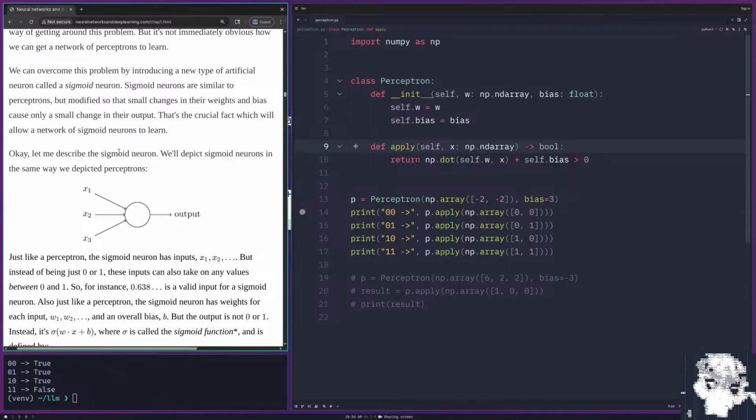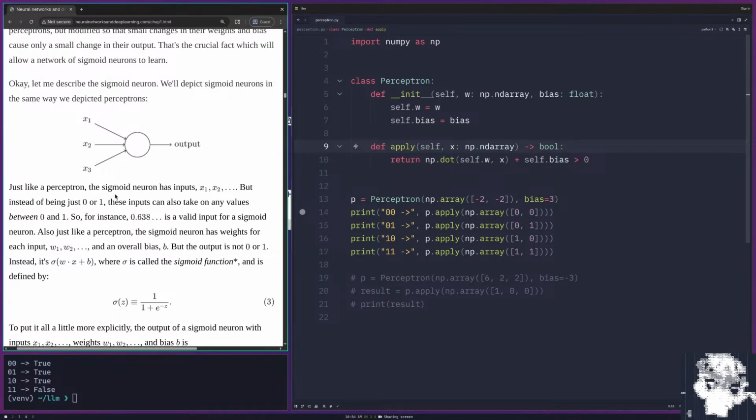Okay, let me describe the sigmoid neuron. We'll depict sigmoid neurons the same way we depicted perceptrons. x1, x2, x3 goes into the neuron, and then there's an output. Just like a perceptron, the sigmoid neuron has inputs, x1, x2, etc. But instead of being just 0 or 1, these inputs can also take on any values between 0 and 1.